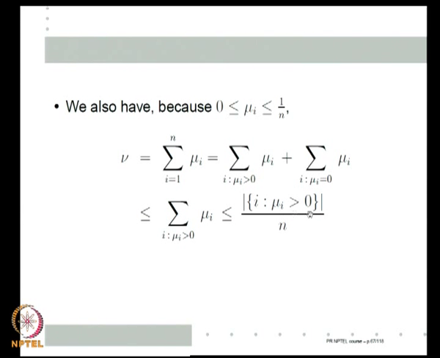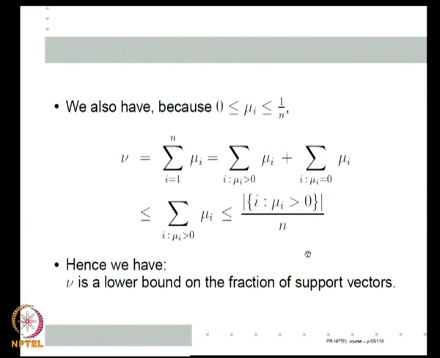So, because each mu I is less than or equal to 1 by n, summation mu I is less than or equal to 1 by n times the number of things in the summation, and the number of things in the summation is the number of I such that mu I greater than 0, that is equal to the number of support vectors. So, nu is a lower bound on the fraction of support vectors, that is nu is always less than or equal to the fraction of support vectors.